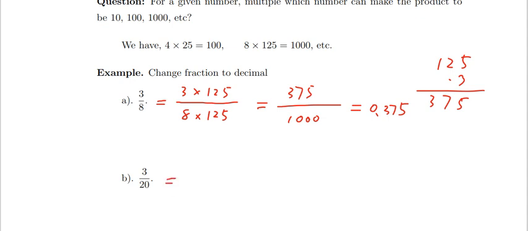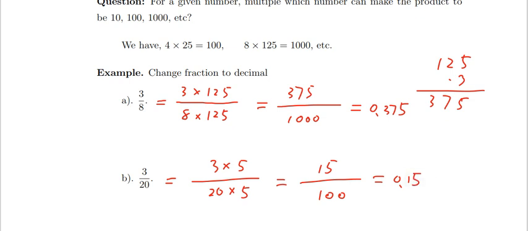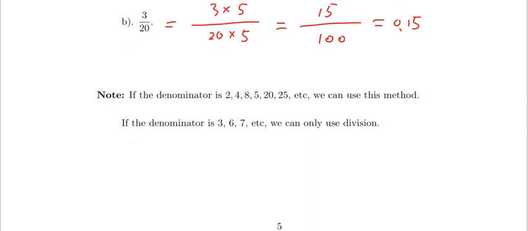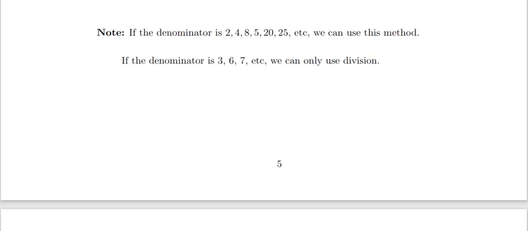Okay, so for 20, changing to 100 is easy, right? We just multiply by 5. So that equals 100. Then the 3 also multiplies by 5. So this equals 0.15. So if the denominator is 2 or 4 or 8 or 5, or 20 or 25, we can easily change those denominators to 100 or 1000.